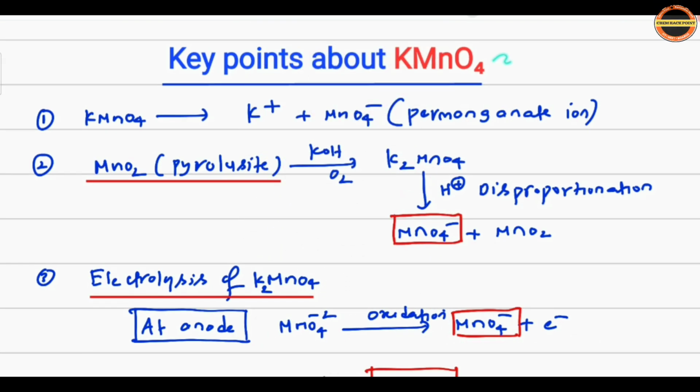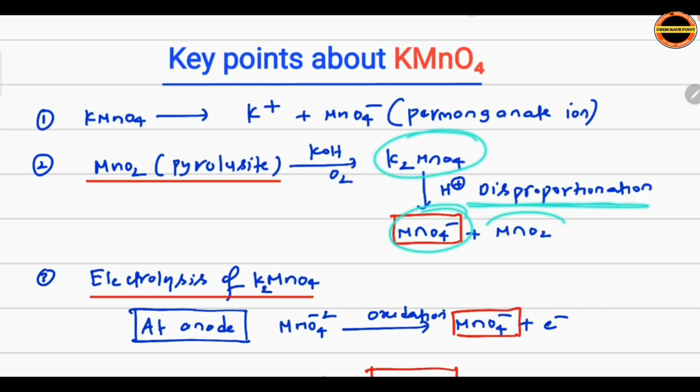Key points about KMnO₄ here. KMnO₄, potassium permanganate, splits like this: K⁺ plus MnO₄⁻, the permanganate ion. We call it the permanganate ion, MnO₄⁻. MnO₂ is the common name pyrolusite. We can prepare MnO₄⁻ or KMnO₄ by using pyrolusite reaction with KOH and O₂, which gives K₂MnO₄, and then MnO₄⁻ and MnO₂ upon disproportionation of potassium manganate. K₂MnO₄ is potassium manganate, which undergoes disproportionation to form MnO₄⁻ and MnO₂.